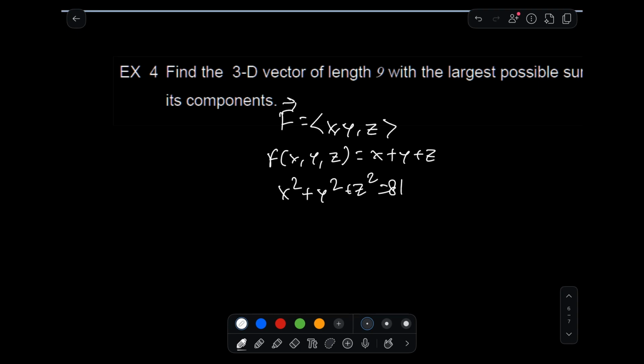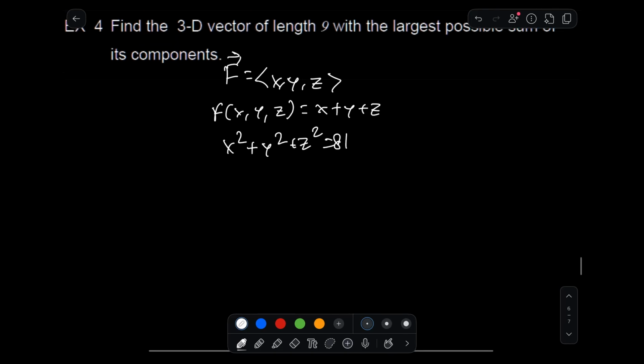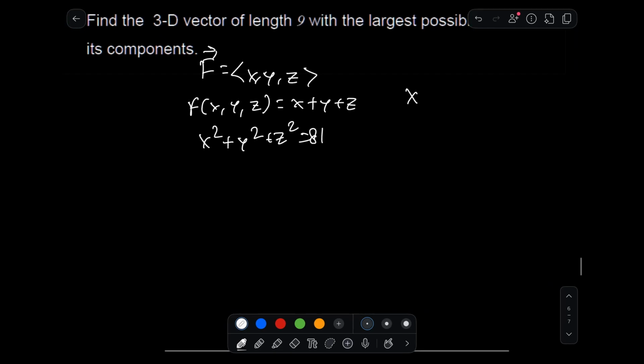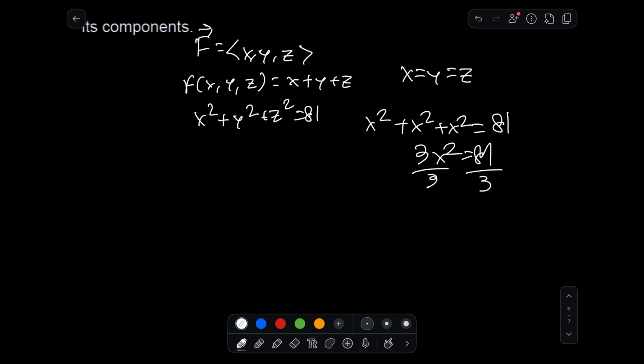You want to maximize it, right? And one obvious thing you can look at is if you want this to be maximized, what you can do is you can just say that x equals y equals z, and you can just say that be x squared plus x squared plus x squared equals 81, 3x squared equals 81. And you get x equals 3 root 3. And that meets both the criterion here and the criterion here.